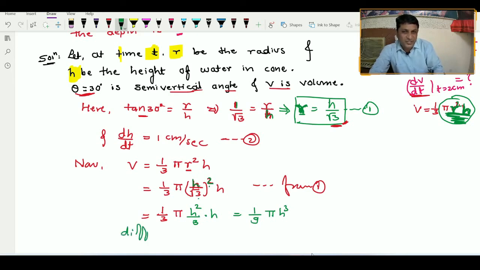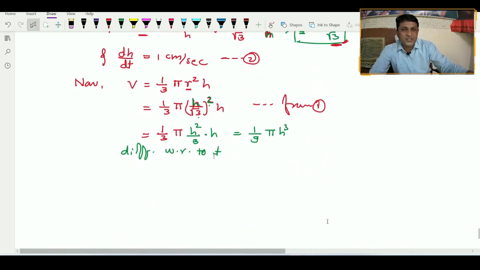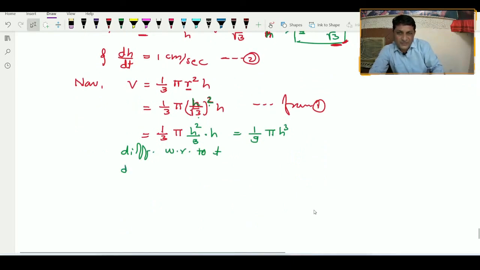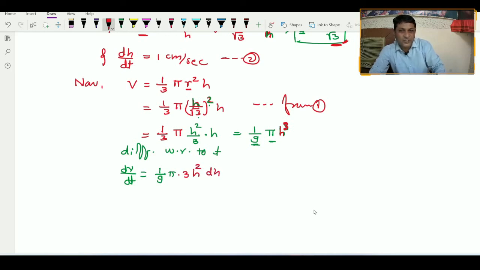Now we are differentiating it with respect to t. Because our aim is to find out value of what? dv upon dt. So let us differentiate it. See what we will get. dv upon dt will be equals to, here 1 by 9 pi is a constant term, keep it as it is, 1 by 9 pi, keep it as it is. First we are taking this power 3 as a coefficient. So take power of 3 as a coefficient, decrease power of h. First we have taken power of h as a coefficient, decrease its power by 1. So new power will be 2 into its derivative with respect to t is dh by dt.